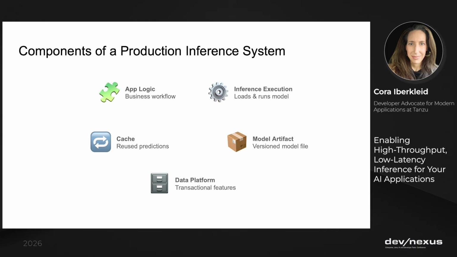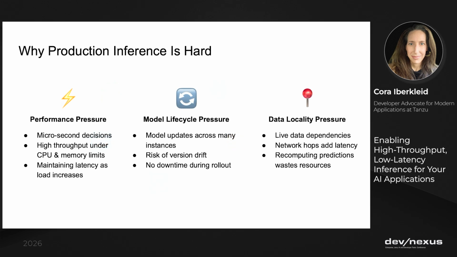Now, putting these together in a way that is as quick and scalable as we need is difficult for a few different reasons, right? The performance pressures are very high, microsecond, as I mentioned. And they often operate under very high throughput. And so you have to be able to maintain that same latency even as you scale the system, even with limited resources, right?